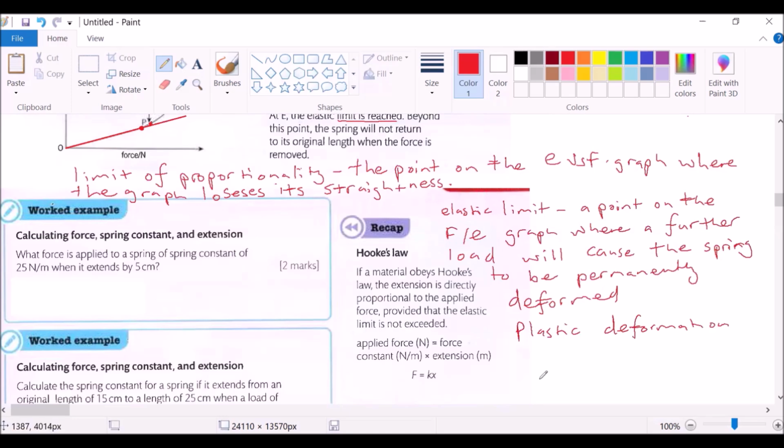Okay, so when you stretch a plastic, it will not return to its original position once the force is removed. The damage on plastic is permanent, unlike an elastic, which can go back to its original position. So plastic deformation is when the spring loses its springiness or it is permanently deformed.